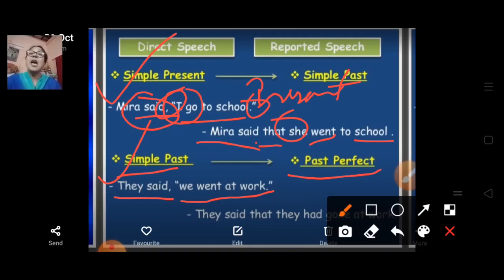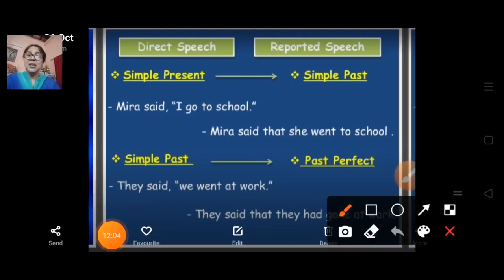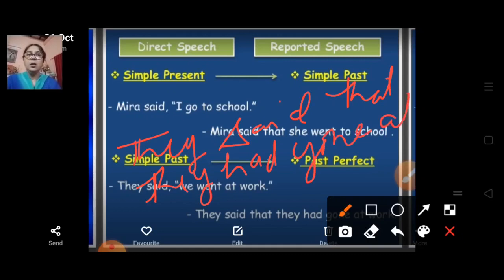They said, we went at work. It means it is written in past tense. Went is the second form of go. Go, went, gone. So went over here is past tense. Now what are we going to do to make direct into indirect speech? It is written as direct, so we are going to make indirect speech. How will we make it? They said that they had gone at work. Now here you can see: they said, that, they had gone at work. So this is indirect speech.